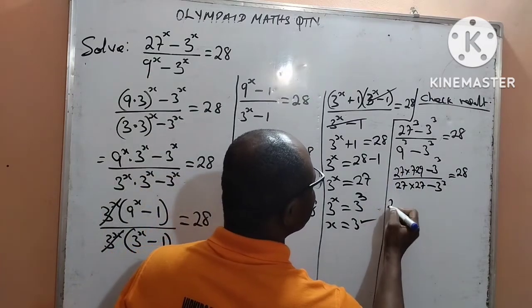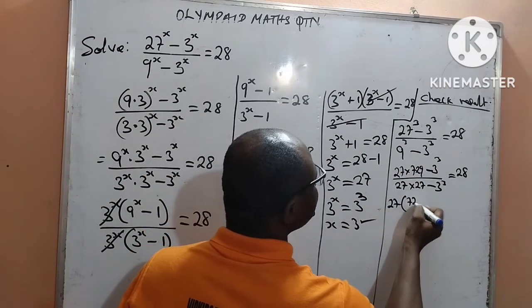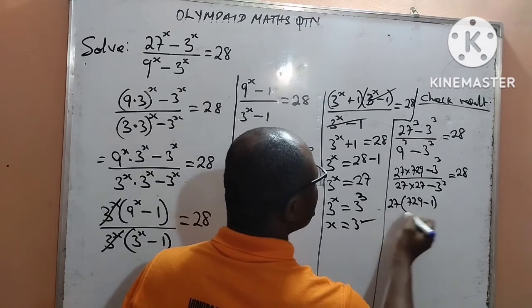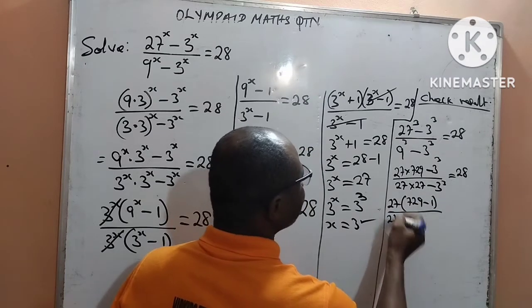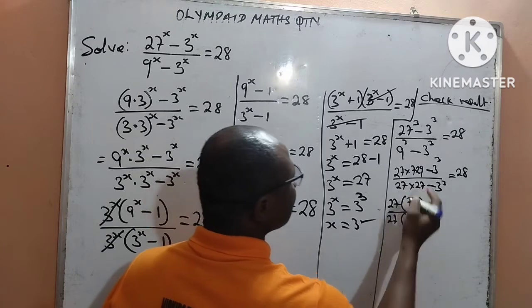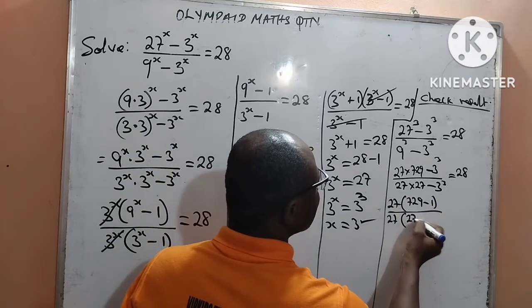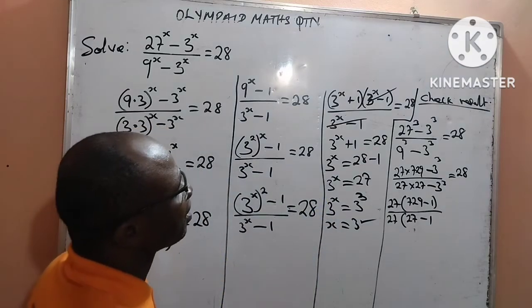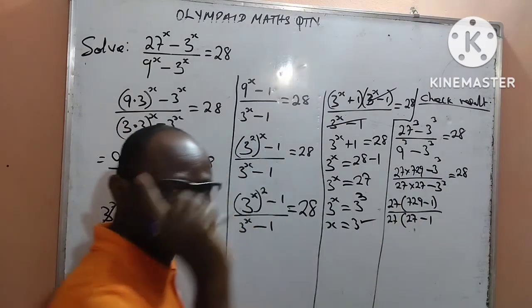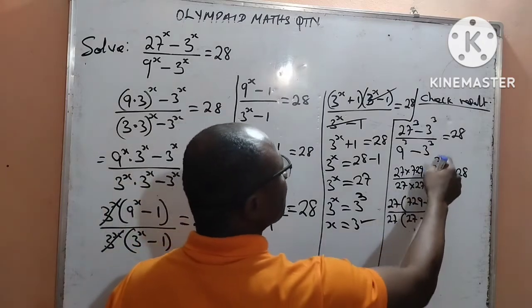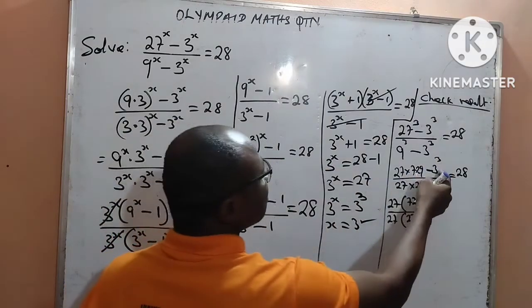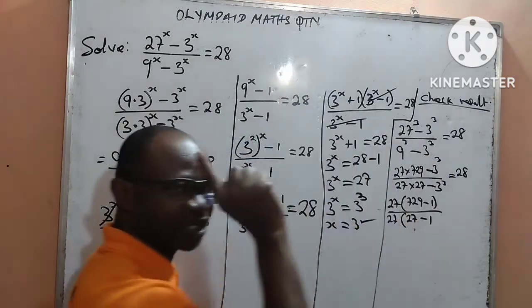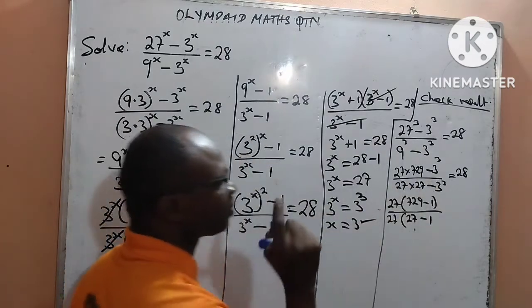Factoring out 27, I have 27 into 729 minus 1, all over 27 factored out at the denominator, leaving me with 27 minus 1. So 3 to the power 3 is factored out, because 3 to the power 3 is actually 27. Also here, 3 to the power 3 is 27. So factoring 27 out, what I am left with here is just 1. The same thing at the denominator.